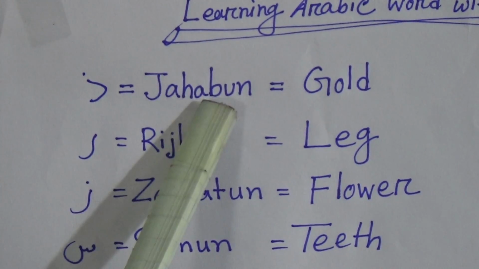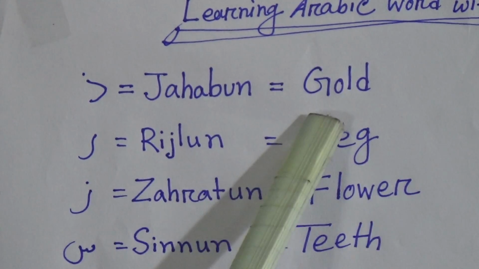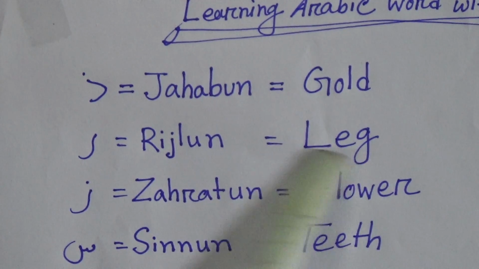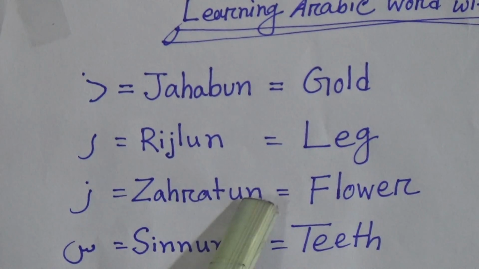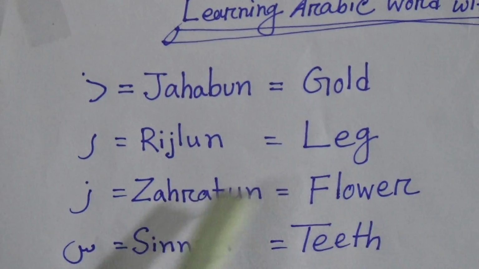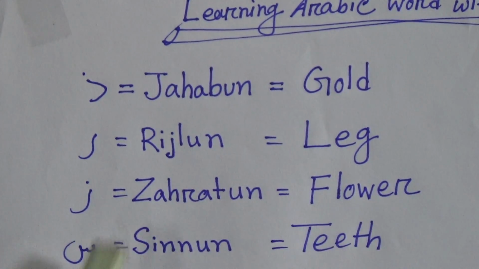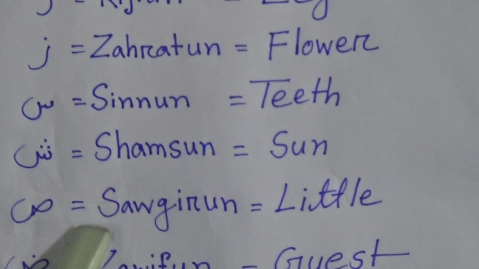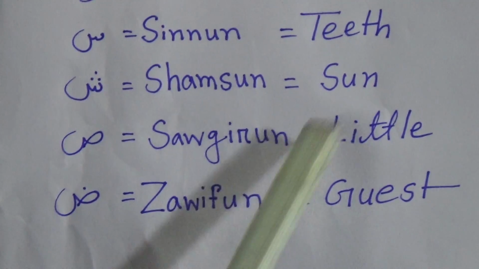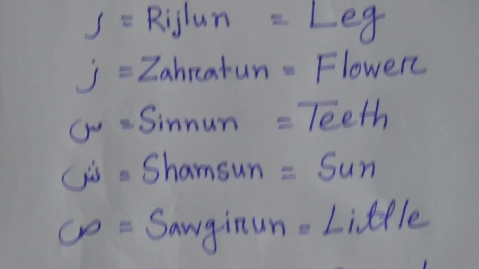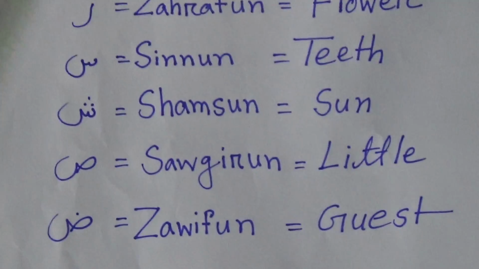Zal for Zahabun. Zahabun means gold. Ra for Rijlun. Rijlun means leg. Za for Zaharatun. Zaharatun means flower. Sin for Sinnun. Sinnun means teeth. Shin for Shamsun. Shamsun means sun. Swad for Sagirun. Sagirun means little. Dot for Da'ifun. Da'ifun means guest.